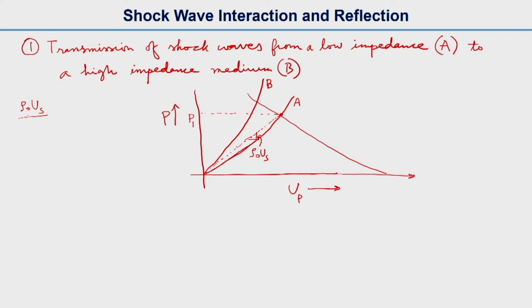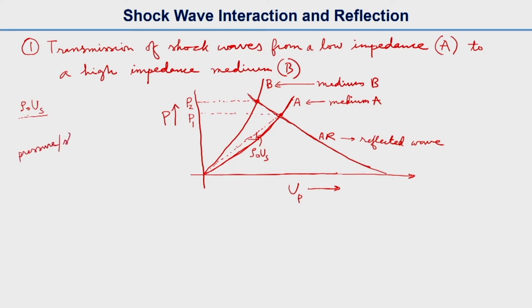This curve, the curve A, and this one we will name AR. It should be approximately a mirror image, and it will cross the curve B, and that point corresponds to P2, the pressure in medium B. AR, as you know, is the curve for the wave reflected at the interface of medium A and B. This curve is for medium A, and this curve is for medium B, or material B. Now we will draw the pressure or stress profile.